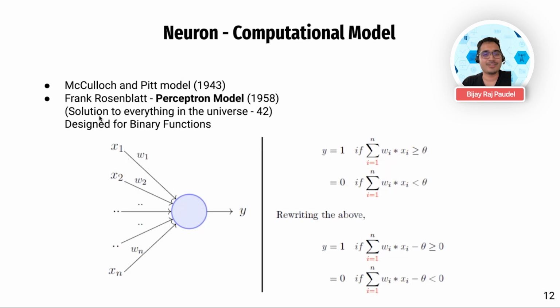If you look up the solution to all the questions in the universe, it is the number 42. This is from a book, I think the Hitchhiker's Guide to the Galaxy. That is a comedy book that has no actual significance, but 42 is the answer to everything.